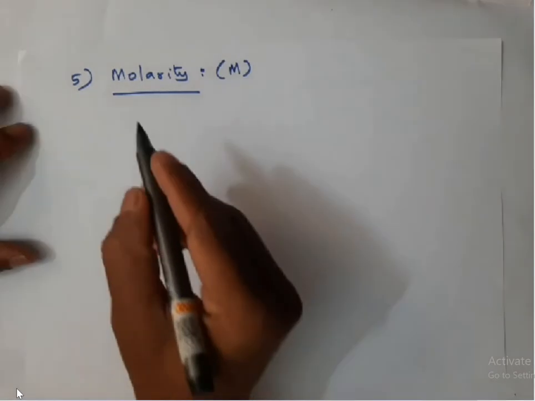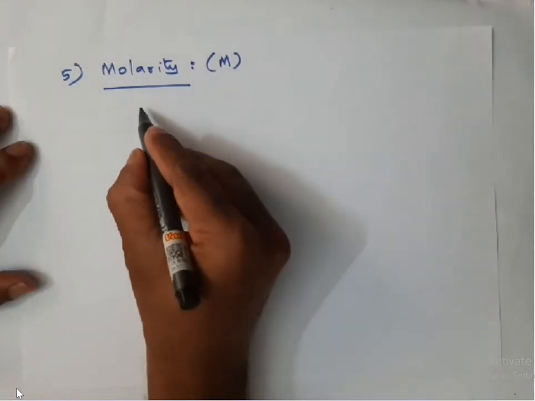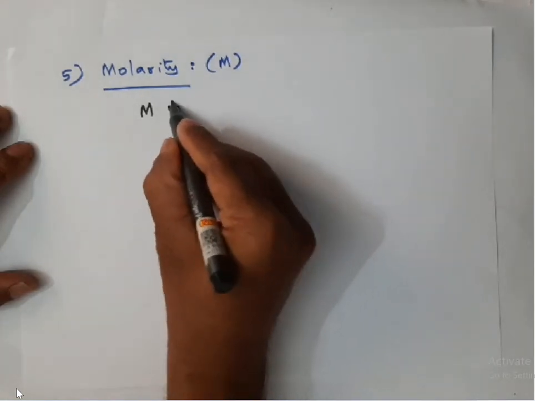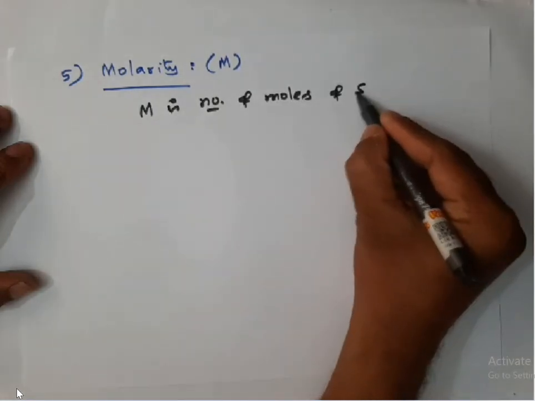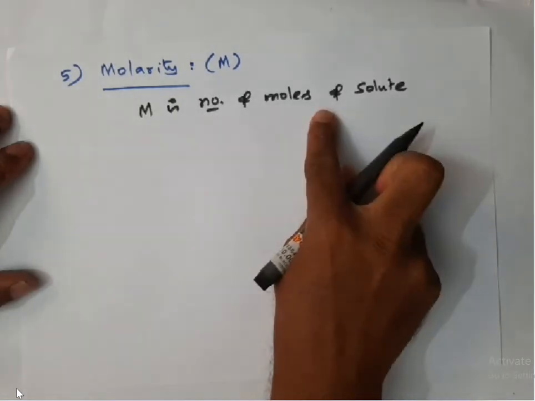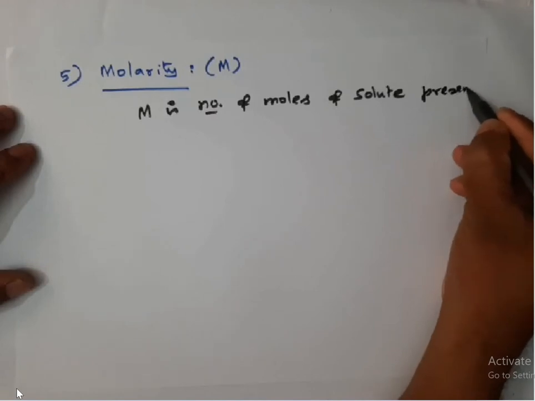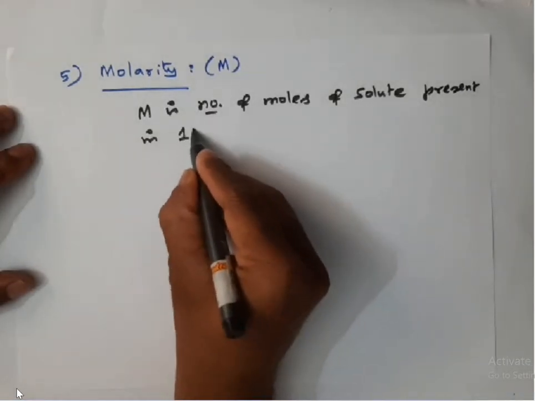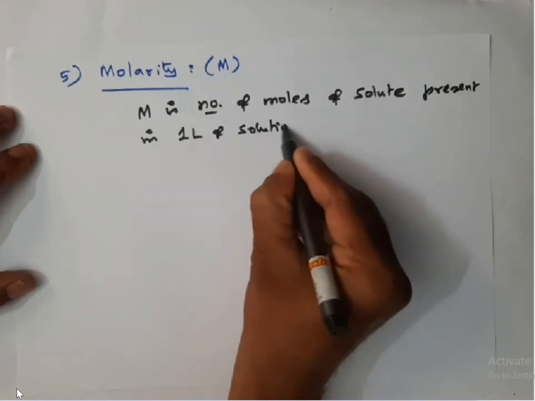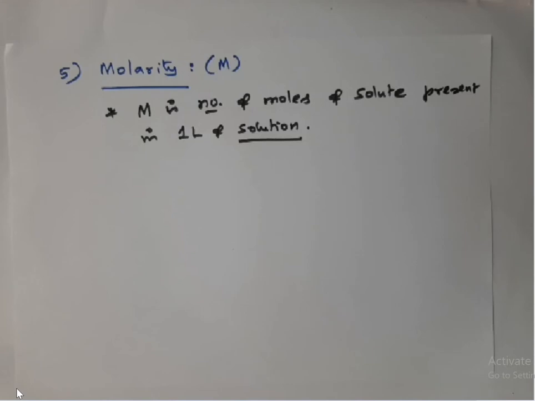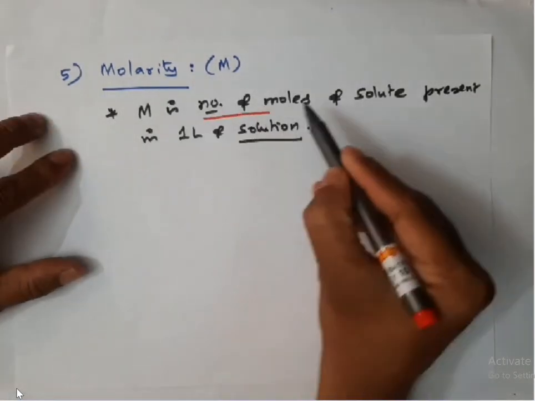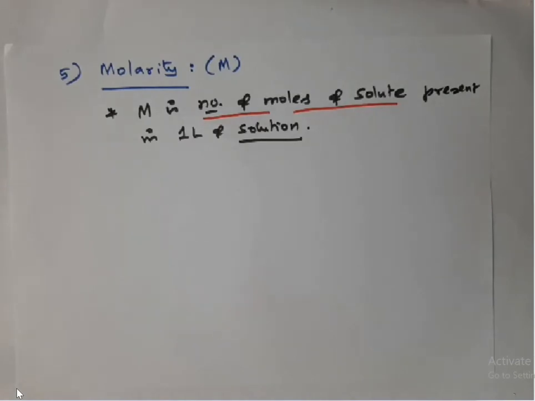Right? What is molarity? Molarity is defined as number of moles of solute present in 1 liter of a solution. This is the definition for molarity. Molarity is nothing but number of moles of solute present in 1 liter of solution. In 1 liter solution, how many moles of solute present? This is what we call molarity.